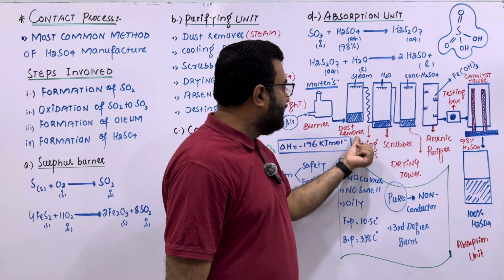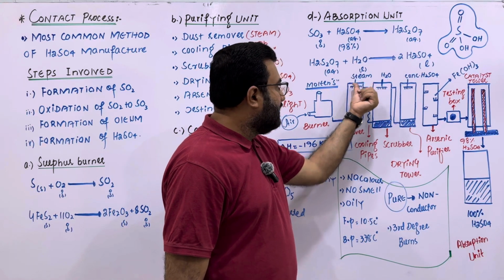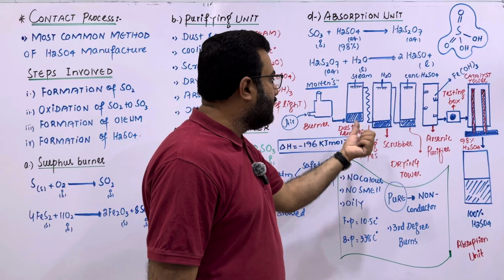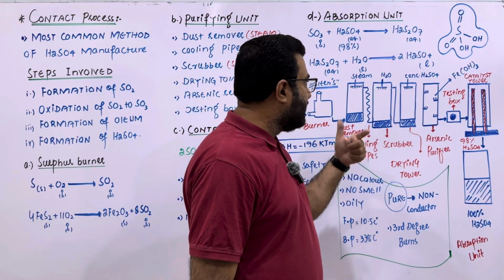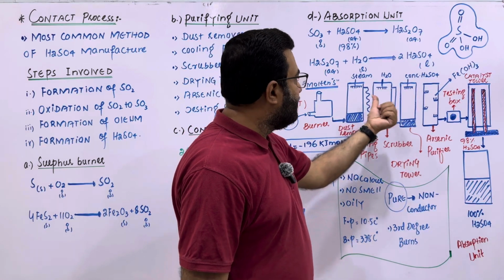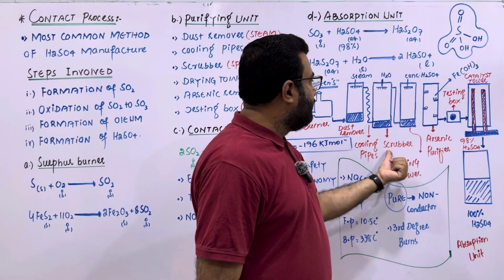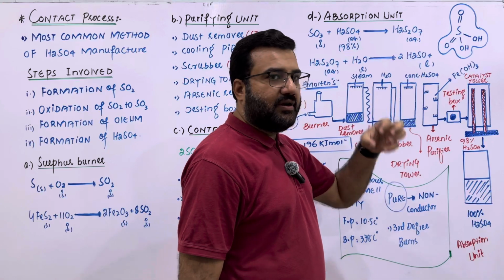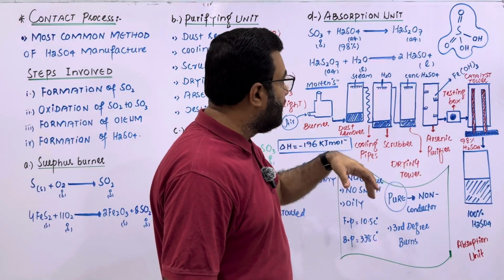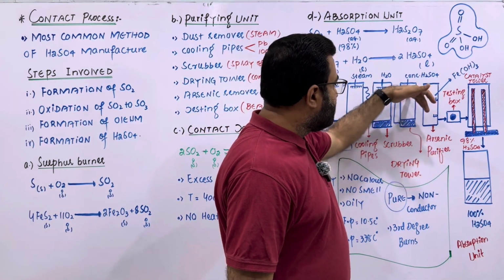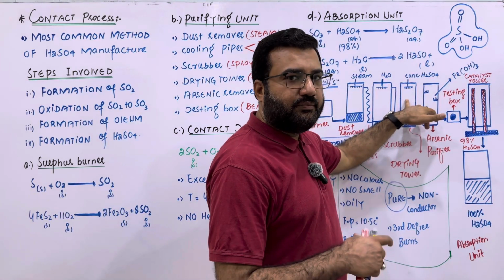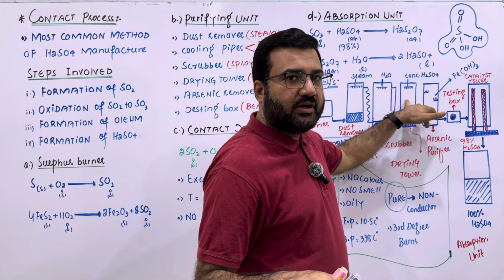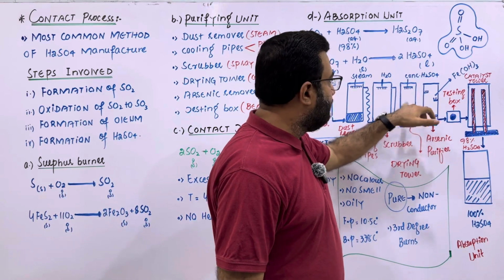Then this SO2 will be passed to the dust remover, where steam is injected to remove the impurities. Then it will move through cooling pipes made up of lead, and the gases will be cooled to 100 degrees Celsius. Then it will move to the scrubber, where a spray of water is there to remove the water soluble impurities. Then, my dear students, this one is the drying tower, in which concentrated H2SO4 percolates through the bed of coke to remove the moisture from the wet gases.